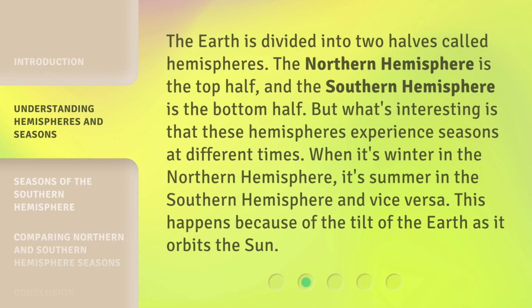The Earth is divided into two halves called hemispheres. The Northern Hemisphere is the top half, and the Southern Hemisphere is the bottom half. But what's interesting is that these hemispheres experience seasons at different times. When it's winter in the Northern Hemisphere, it's summer in the Southern Hemisphere and vice versa. This happens because of the tilt of the Earth as it orbits the Sun.